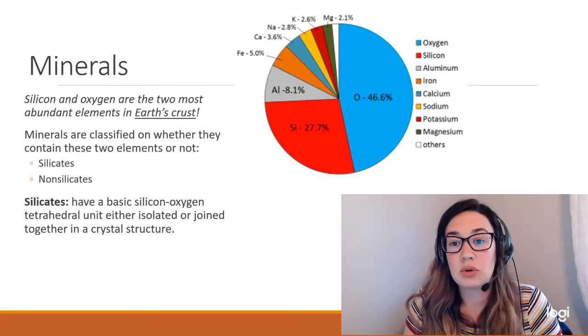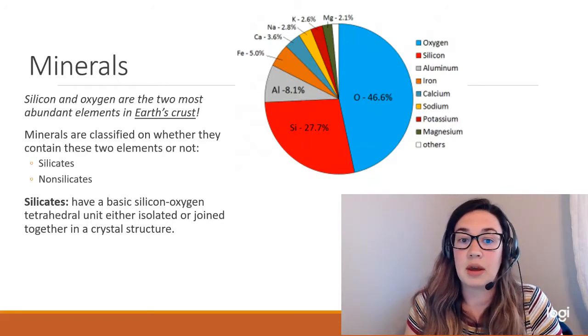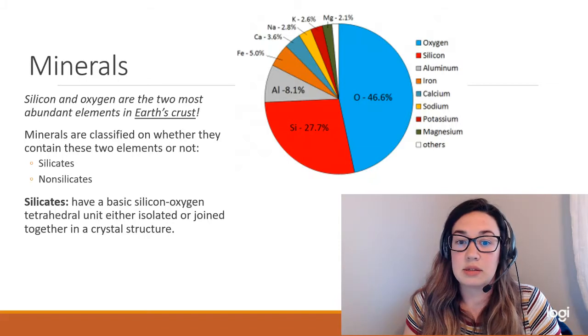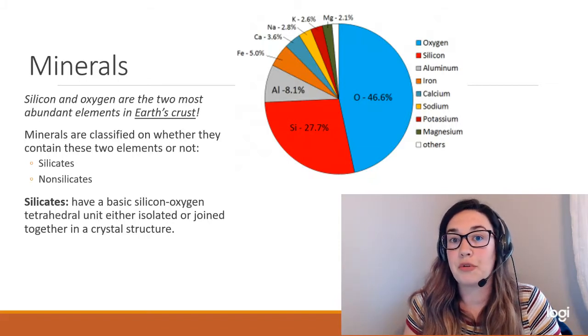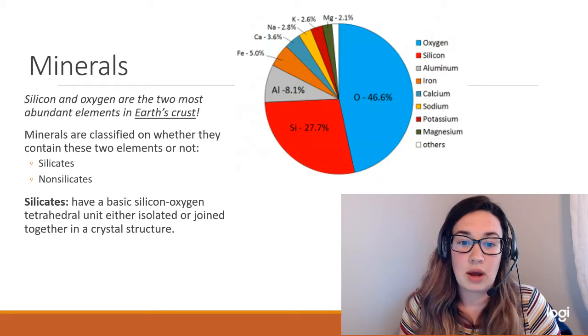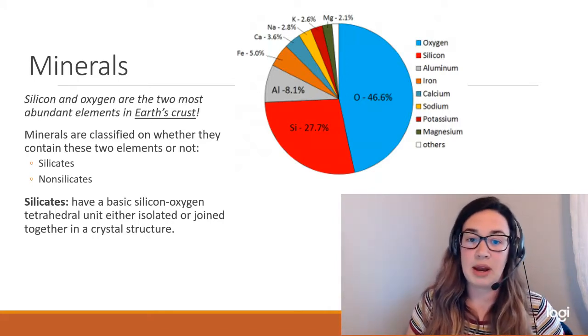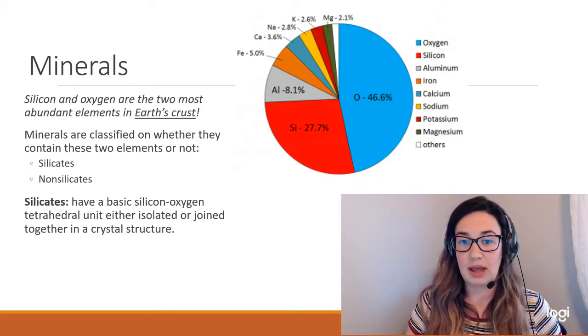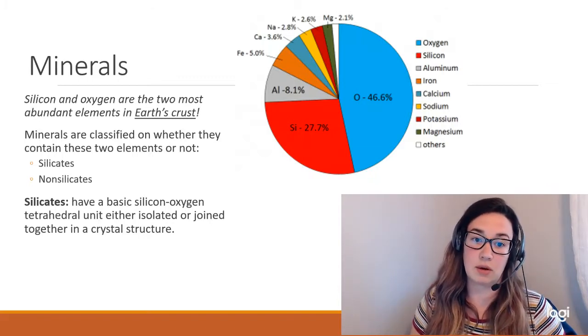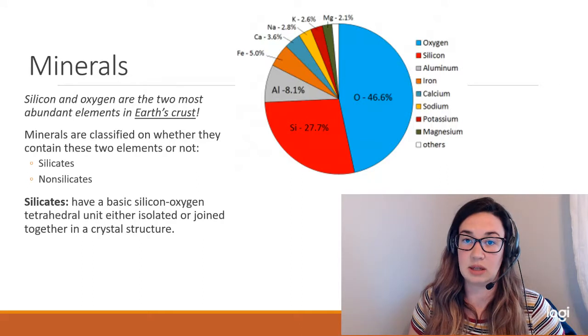So oxygen, you can see here, is the primary element in Earth's crust. It makes up almost 50%. And silicon makes up about 1/4 of Earth's crust. And then you have a handful of other different types of elements. Basically, just keep in mind that minerals can be classified by whether or not they contain silicon, that is, silicates or non-silicates.